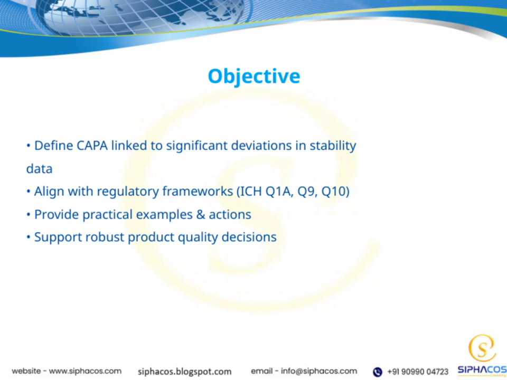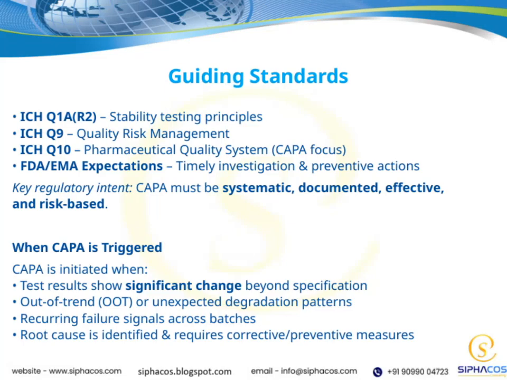We will also look at practical examples and actions. Real-world illustrations help us grasp how to identify deviations, investigate root causes, and implement effective corrective and preventive measures. Finally, all of this ties back to our overarching goal, supporting robust product quality decisions. By establishing a clear, compliant, and practical CAPA process, we ensure the quality and safety of our products are maintained at the highest standards. Let's take a closer look at the guiding standards that underpin our approach to quality.